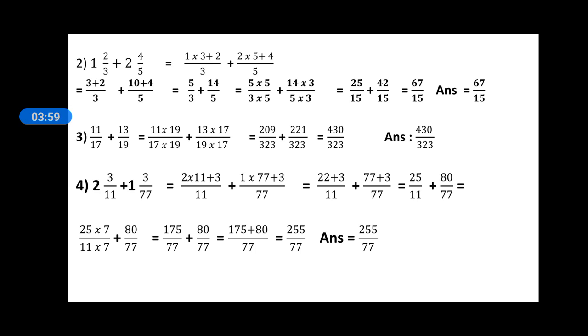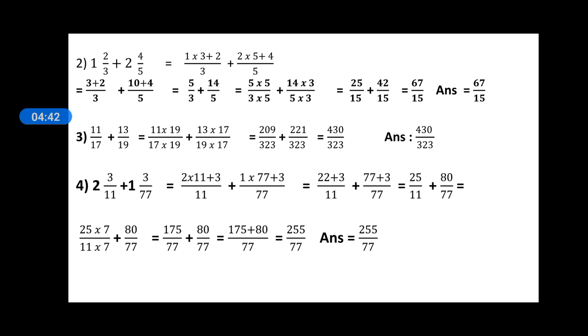In the second sum, the question is in mixed fractions. Here you will multiply the whole number part by the fraction denominator, add that to the numerator, then write the result on top of the denominator. Like 1 2 upon 3 will be written as 1 into 3 plus 2 upon 3. That comes up to 5 upon 3. In the same way, 2 4 upon 5 is written as 2 into 5 plus 4 upon 5. That comes up to 14 upon 5. Now your new fraction is 5 upon 3 plus 14 upon 5.